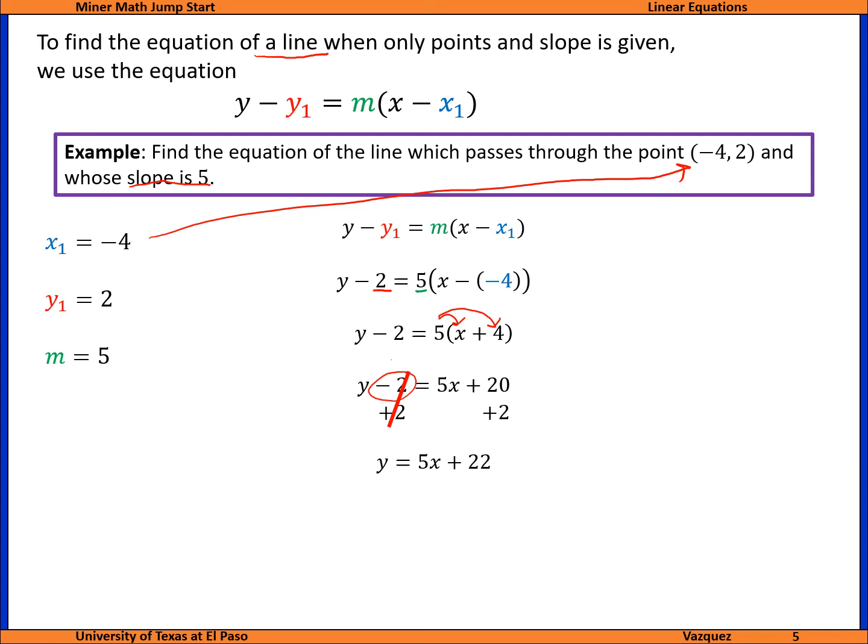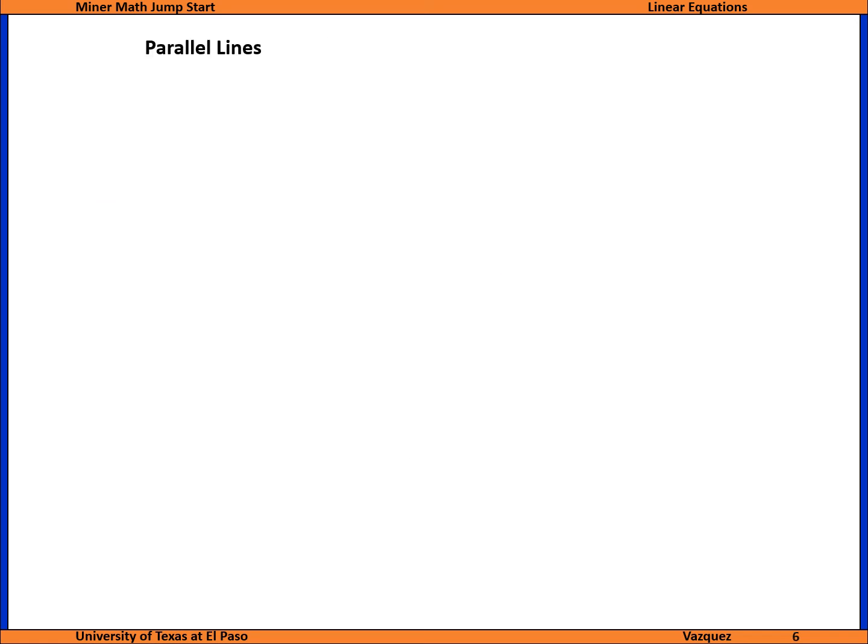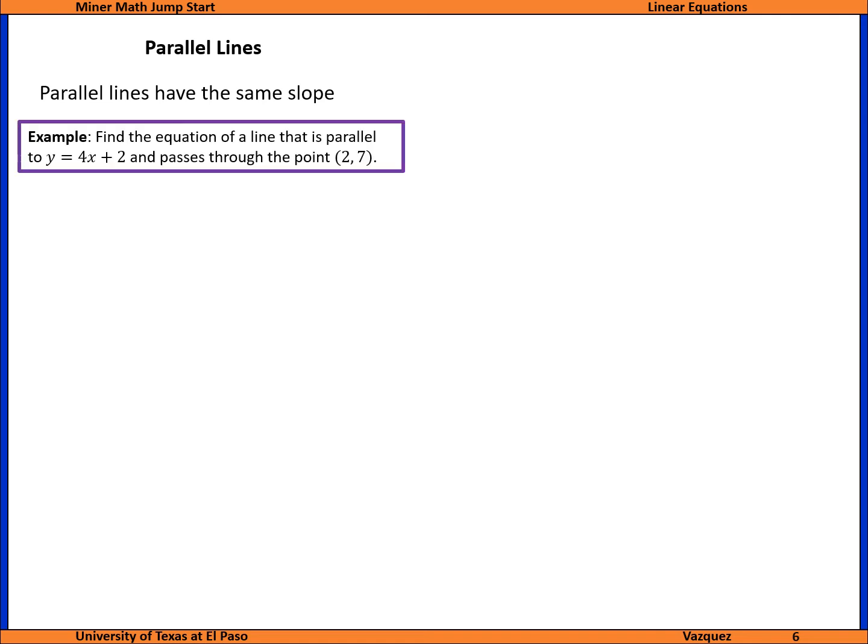All right, so last thing to look at is when we have lines, we can look at parallel lines. What about parallel lines? Well, parallel lines have the same slope. If two lines are parallel, meaning they never touch, they have the same slope. So again, an example: find the equation of a line that is parallel to y equals 4x plus 2 and passes through the point (2, 7). All right, so in this case, we can label again x1 as 2, y1 as 7, and from our equation here, we have m equals 4.